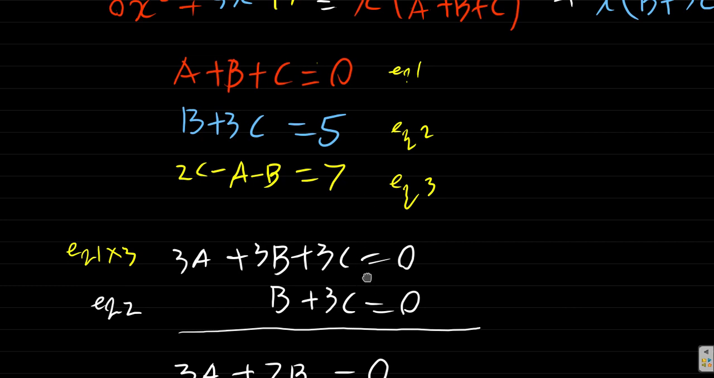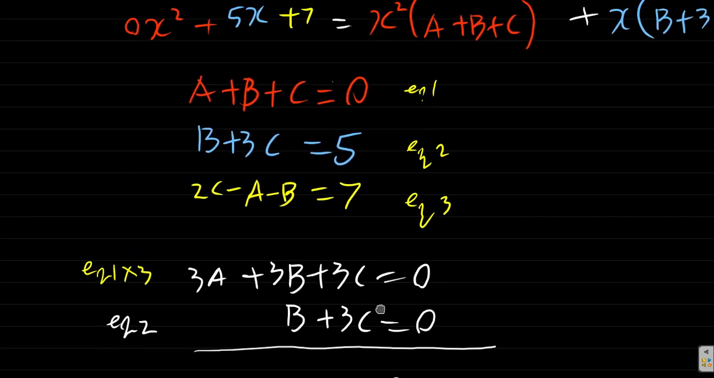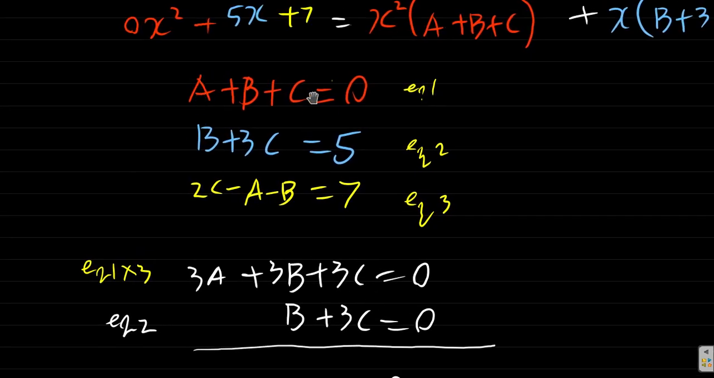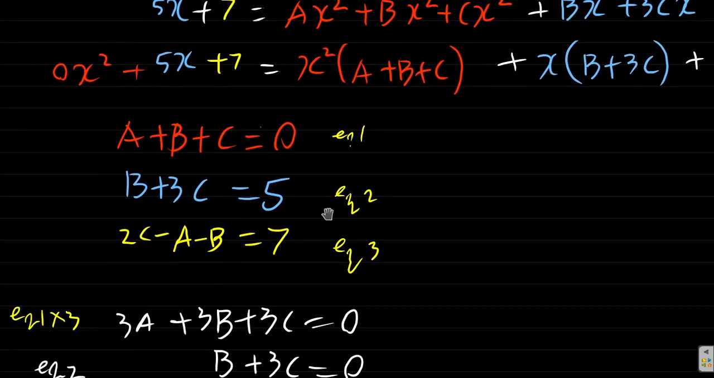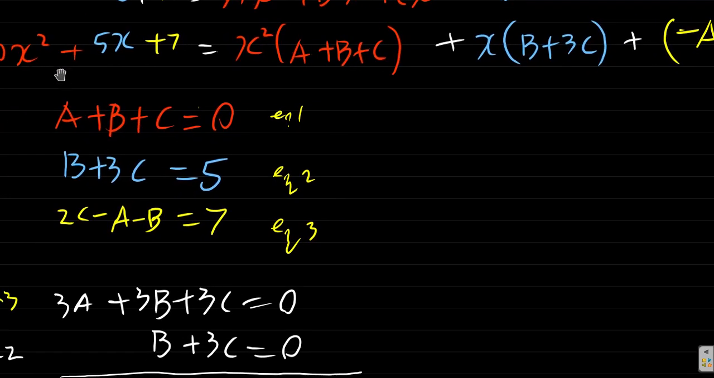Equation 1 times 2. Suppose we multiply equation 1 times 2. We'll get a 2c, and then we could eliminate the c. Right? So we have equation 1 times 2: 2a plus 2b plus 2c equals 0.